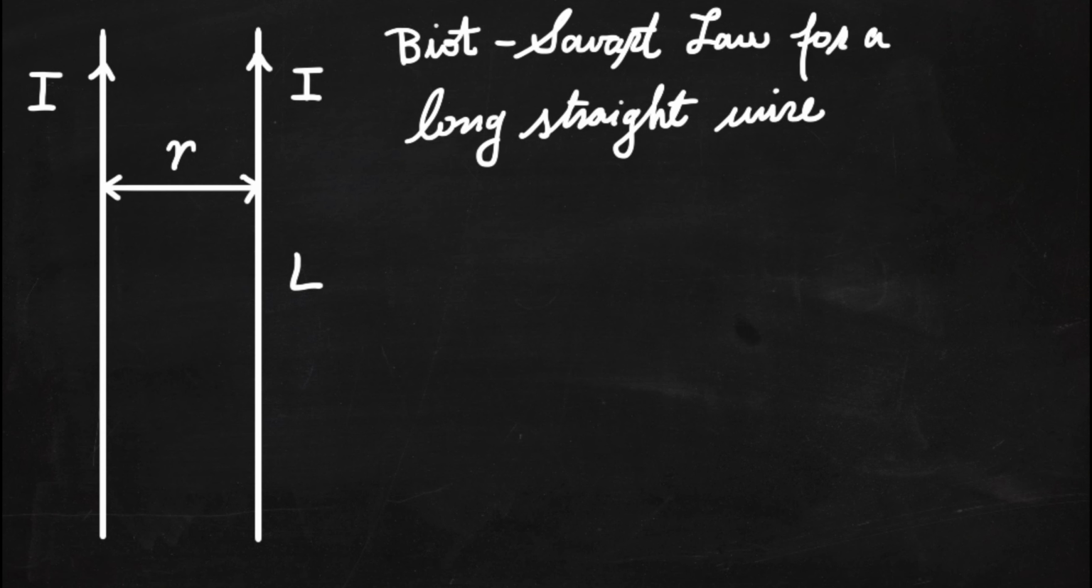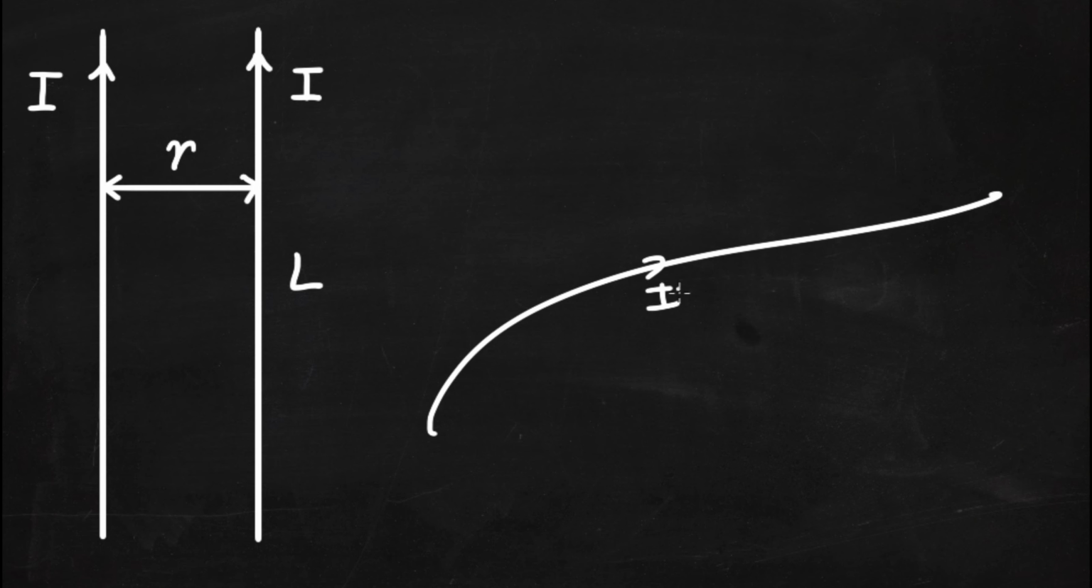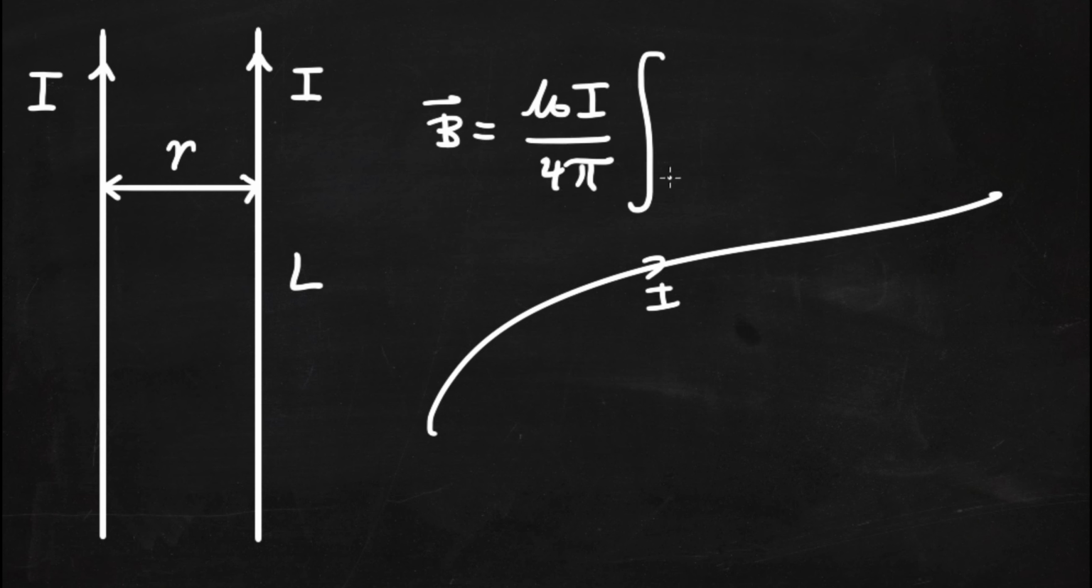Now, as we've learned, not only do magnetic fields exert forces on current-carrying wires, but currents can also create magnetic fields. So, for example, any wire carrying some current I has a magnetic field given by the integral form of the Biot-Savart law.